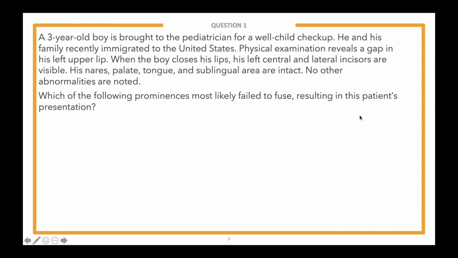Which of the following prominences most likely failed to fuse, resulting in this patient's presentation? We read the lead-in first because we want you to know what the test writer is asking as you read the vignette, so you can pick up on all those relevant clues and prevent yourself from having to reread the question and waste time. Once we read the lead-in, we like to ask our students how many steps they believe this question will require.